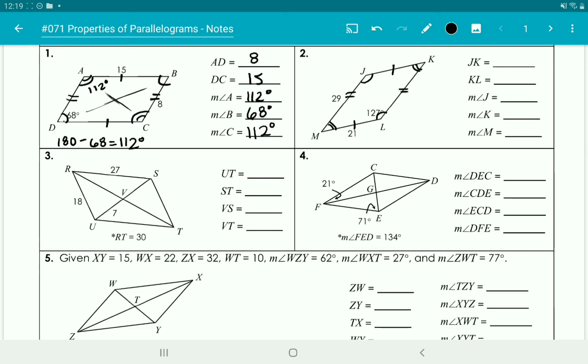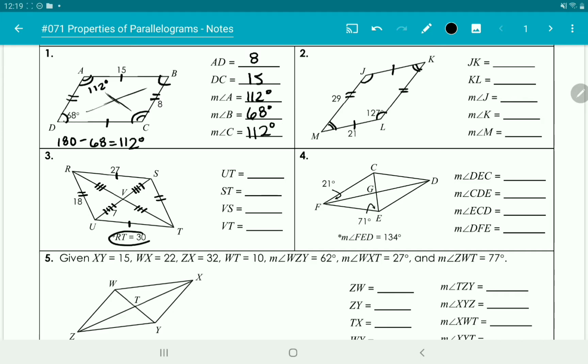Okay? So now let's look at number 3. Here we have some other things to look at. We've got these 2 are the same. We have these 2 are the same. Okay? And now we also have that the diagonals bisect each other, so each of these are the same.